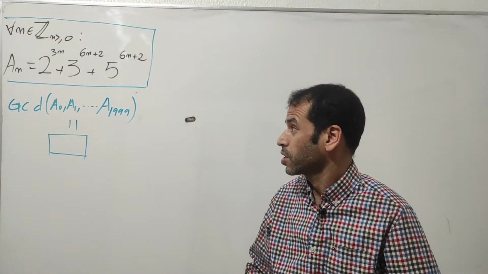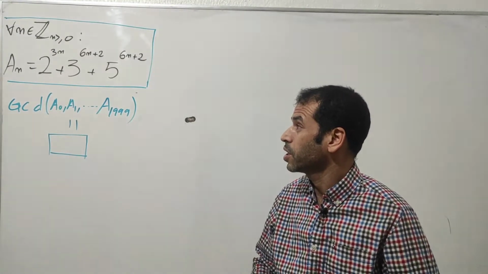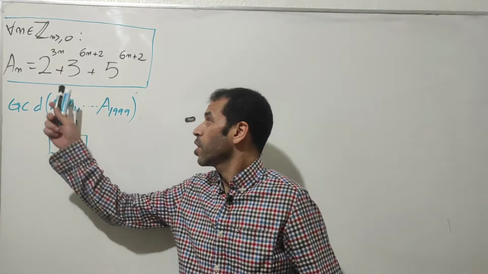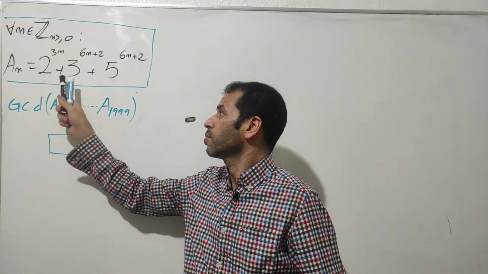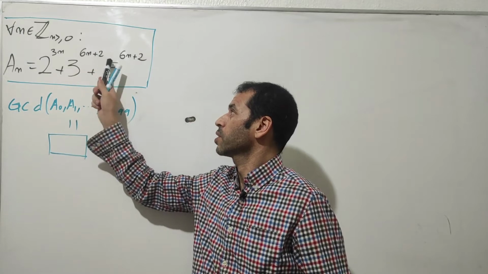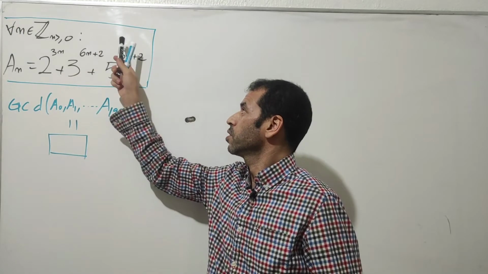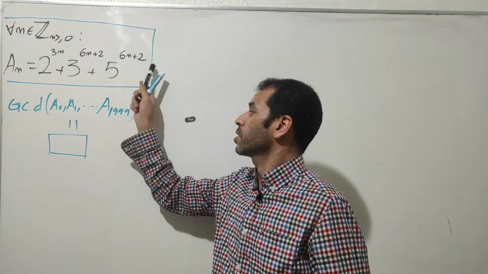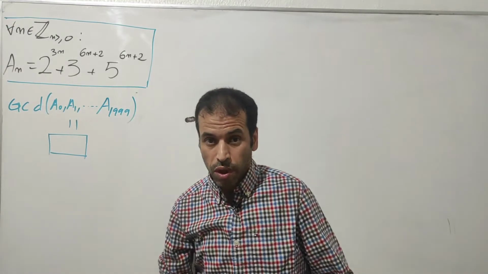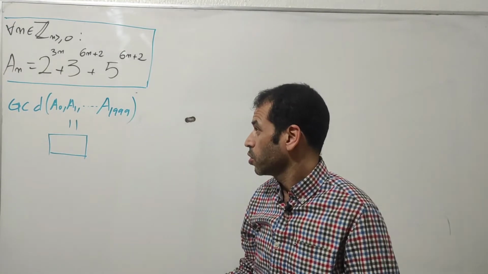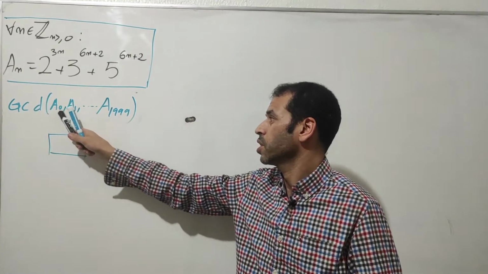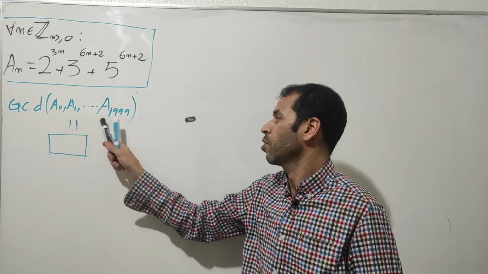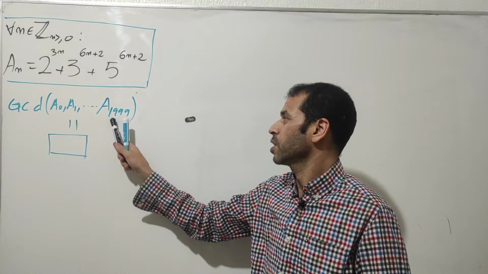Today's video, here is a nice problem regarding arithmetic numbers. Here is the following setup. We have this capital A sub n, which equals 2 to the 3 to the n plus 3 to the 6n plus 2 plus 5 to the power 6n plus 2. The main goal is to determine the greatest common divisor for these terms: a sub 0, a sub 1, all the way down to a sub 1999.